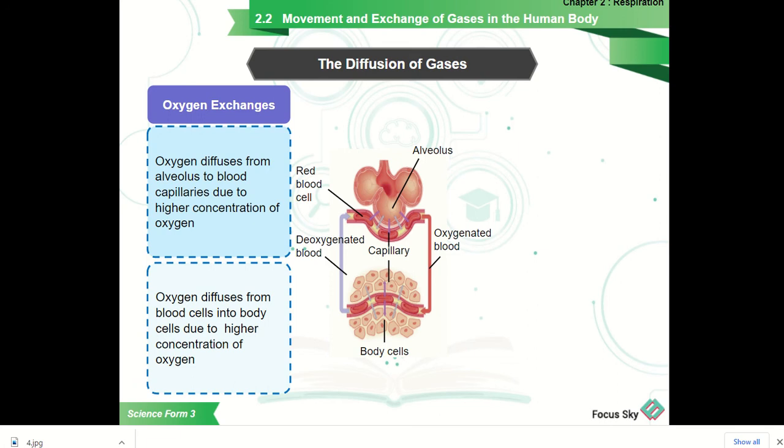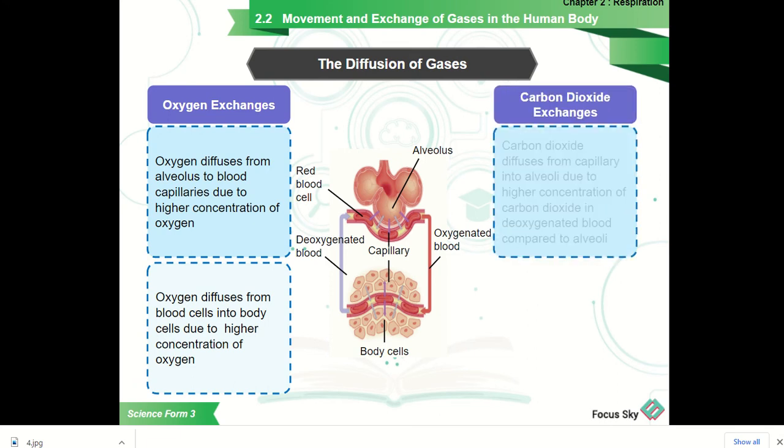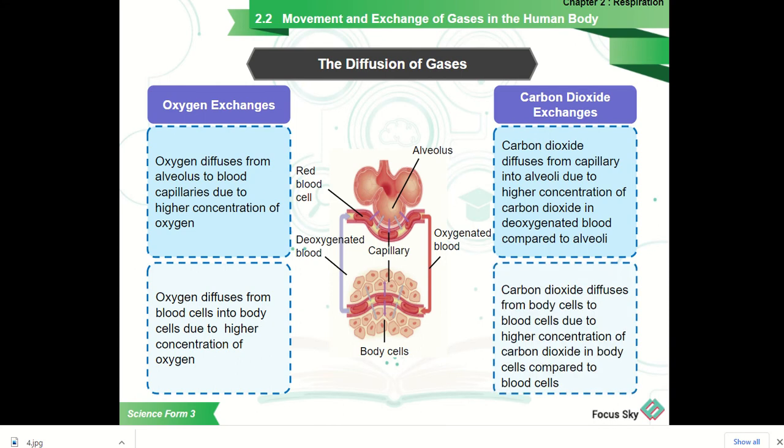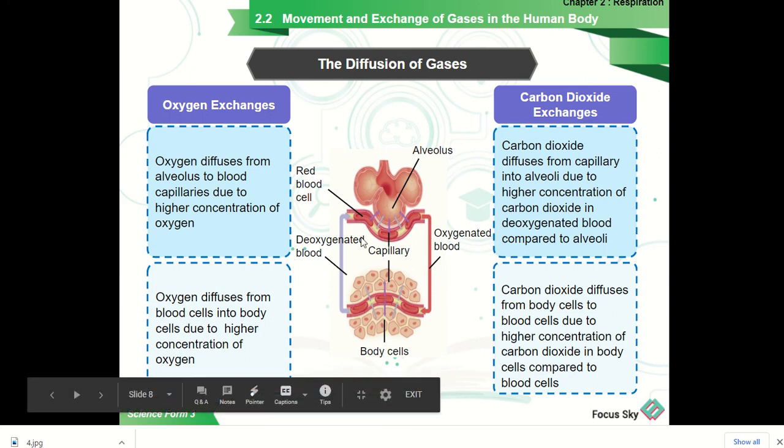So oxygen diffused from alveolus to blood capillaries. So benda-benda yang sama saja. Saya lebih pentingkan yang awak faham tu tadi, how the process, dia mesti diffuse. So from where to where, okay, which have a higher concentration. Kenapa higher concentration? So that ni higher concentration of oxygen. Yang ni low concentration of oxygen but higher concentration of carbon dioxide.